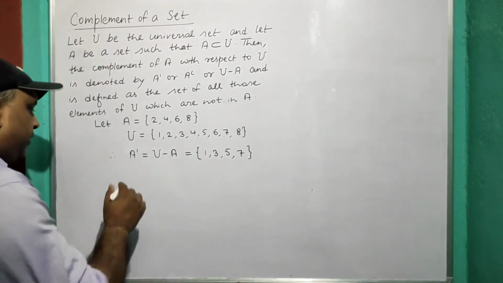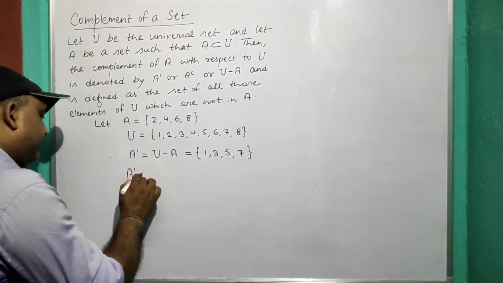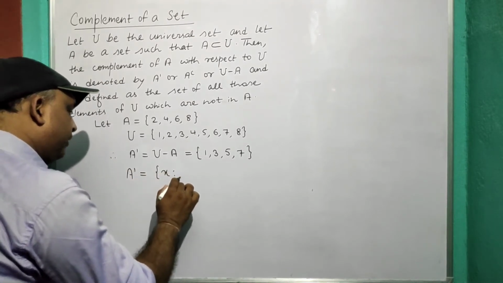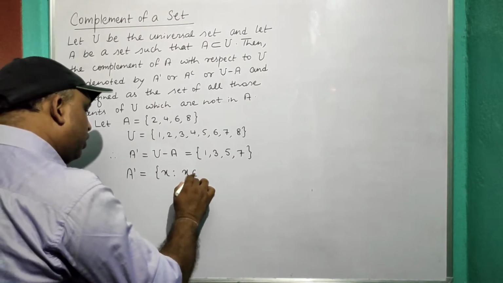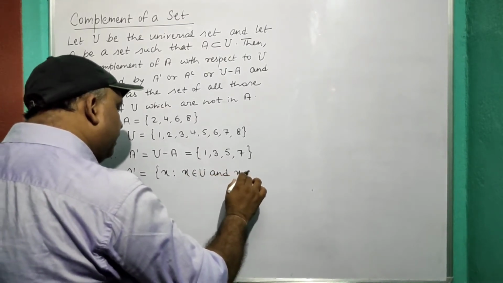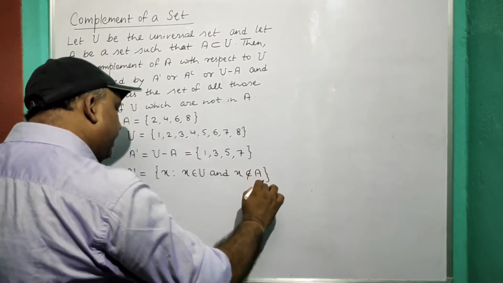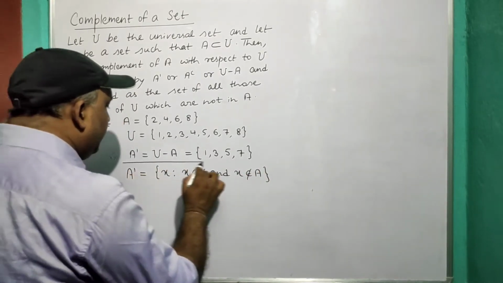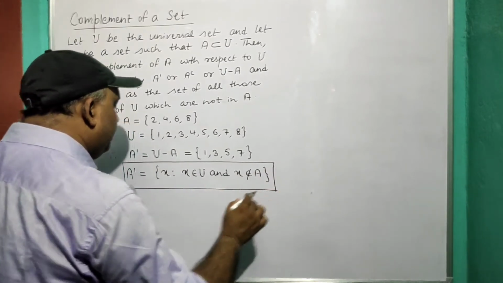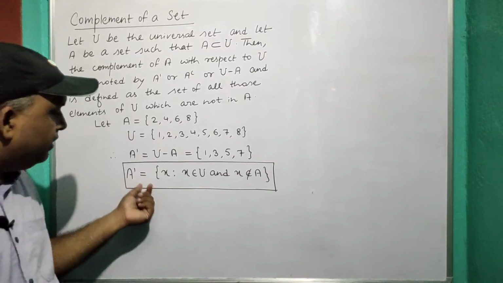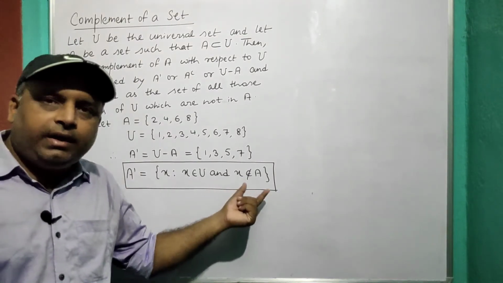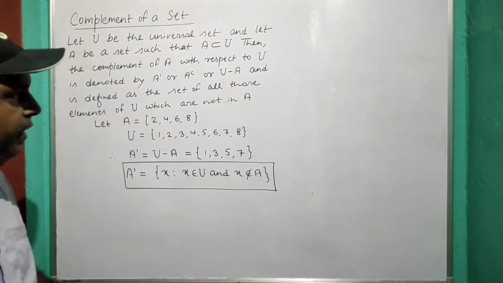And mathematically we write this A dash as the set of all x such that x belongs to U and x does not belong to A. So this is the mathematical definition of the complement of a set: all the elements of this set are present in U but they are not present in set A.